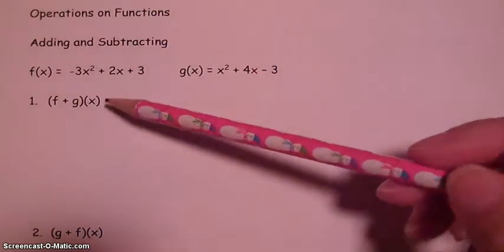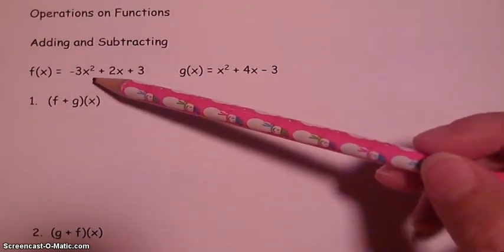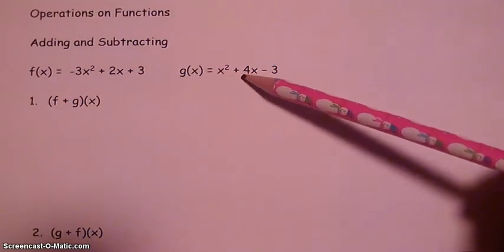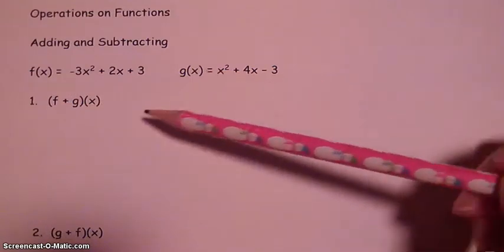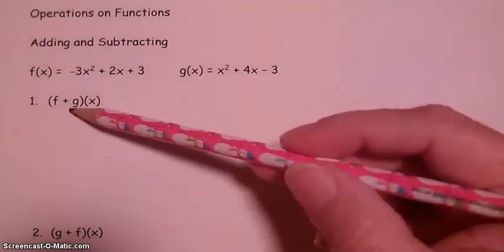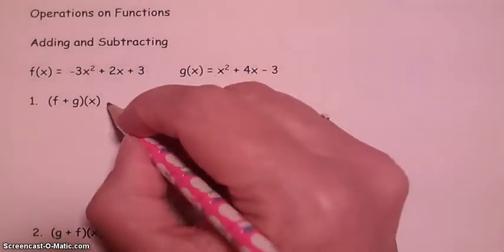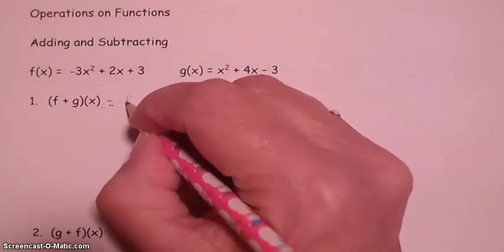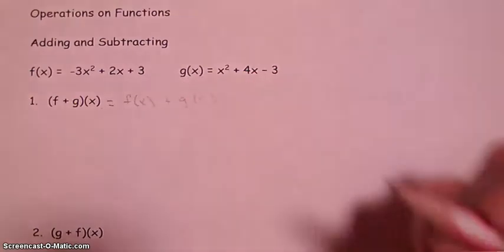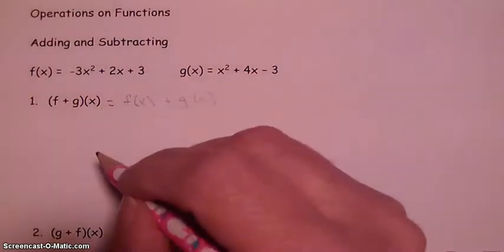So I'm giving you two functions. f of x is equal to negative 3x squared plus 2x plus 3, and then g of x is x squared plus 4x minus 3. So the first we're going to look at is adding and subtraction. So I have f plus g of x, which is basically just equal to f of x plus g of x. Okay, so you're just going to add these two together.